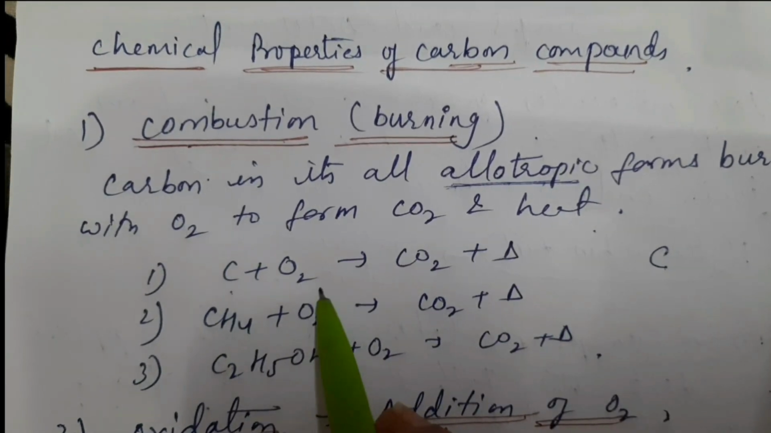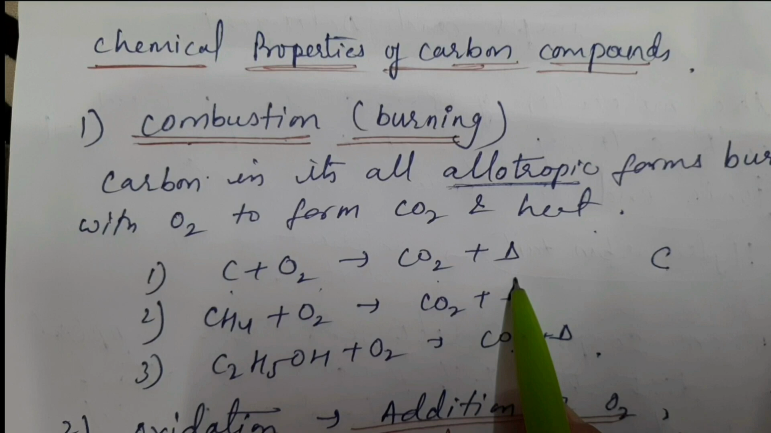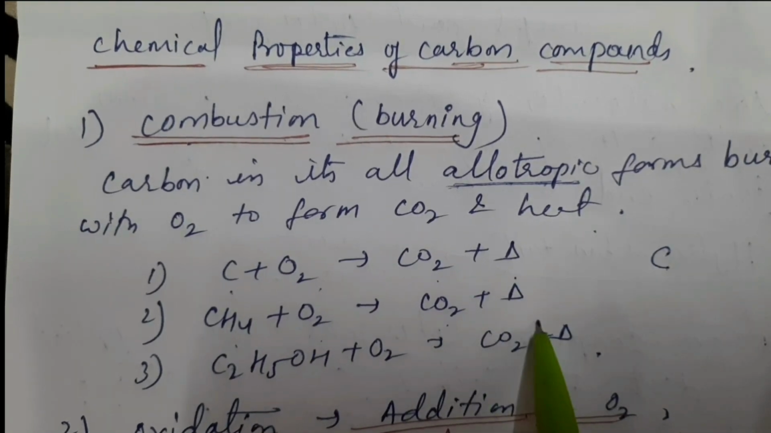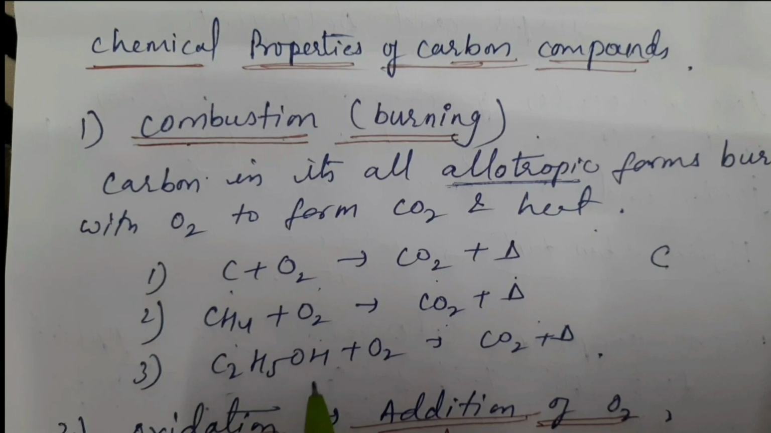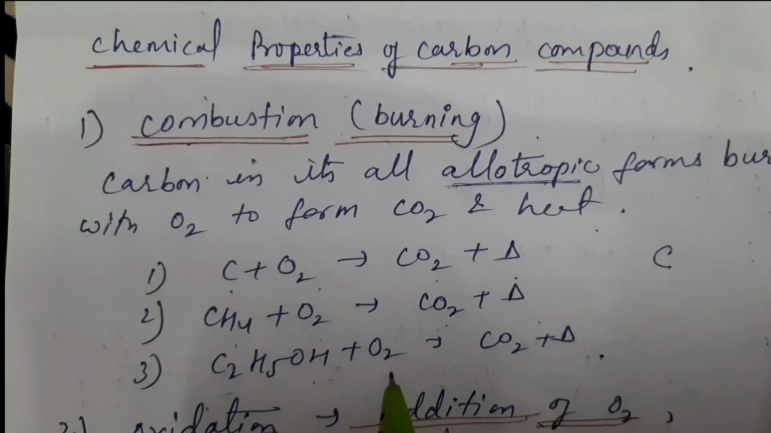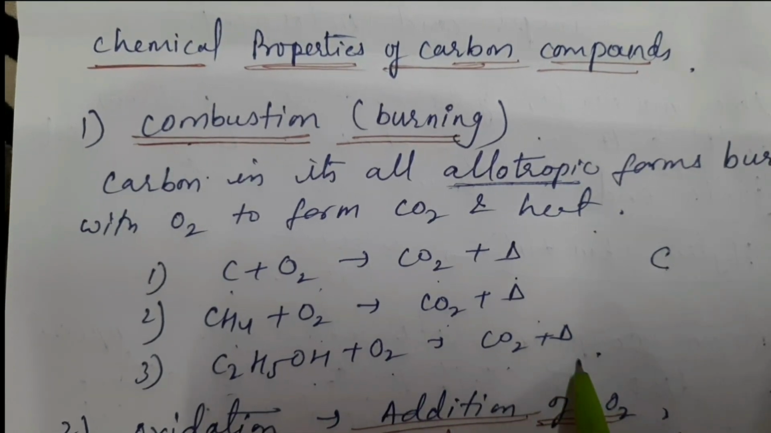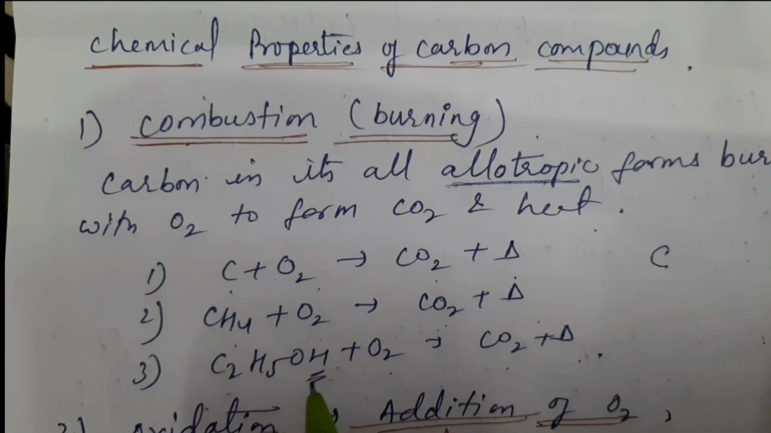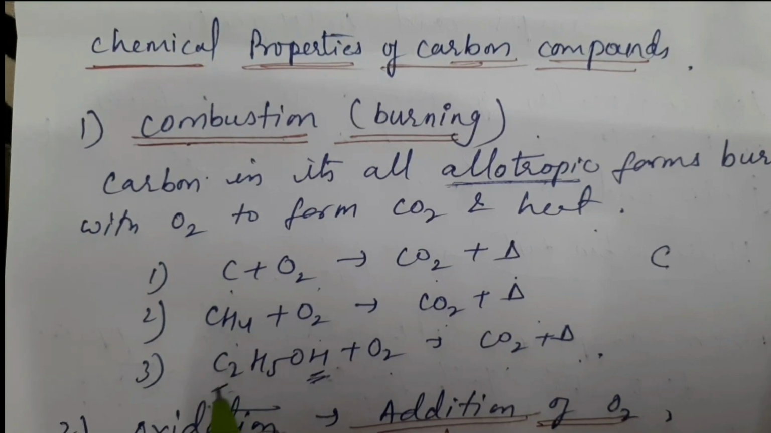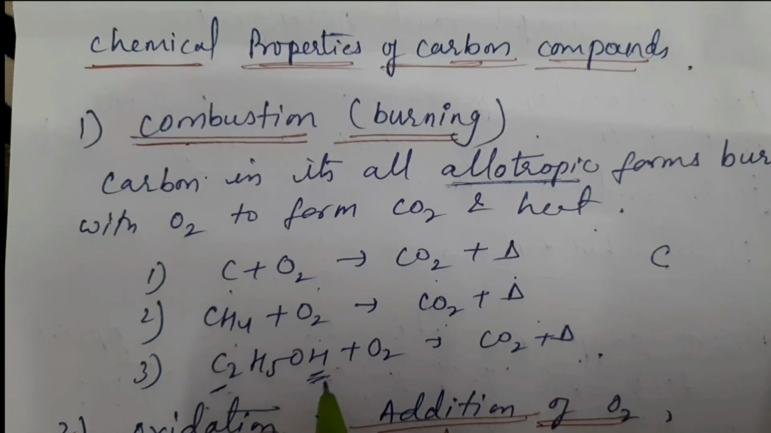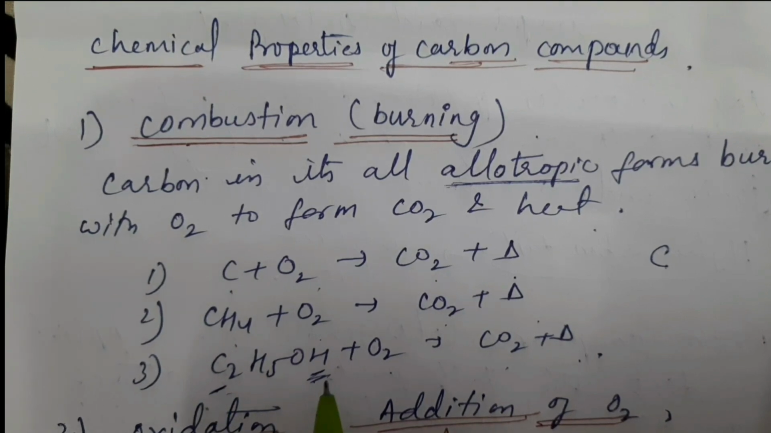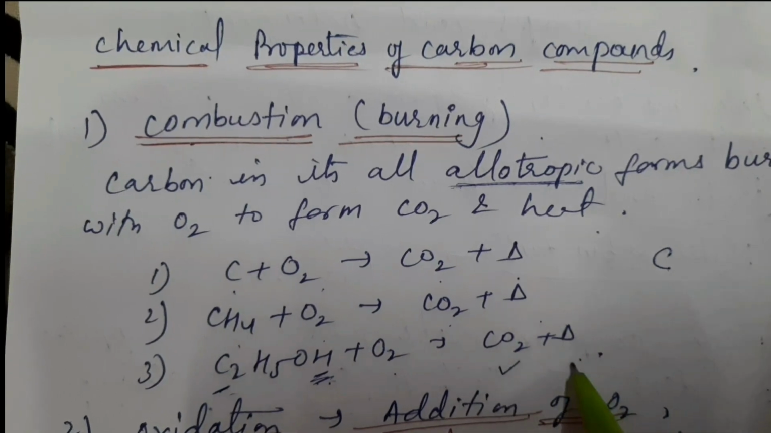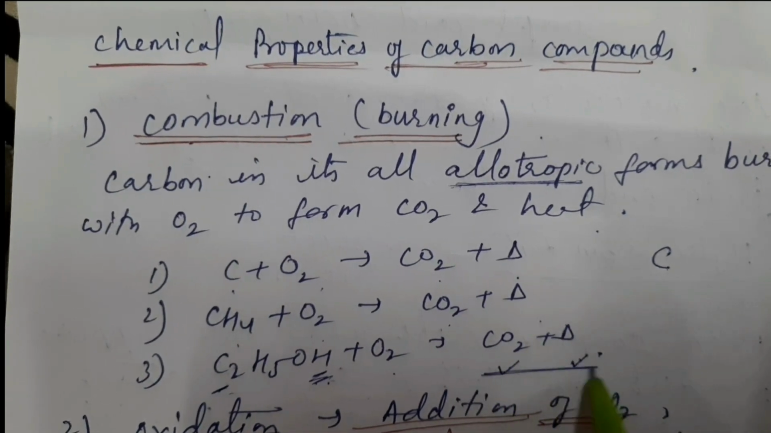So here carbon is burning with oxygen to form carbon dioxide and heat. In the same way, methane also burns to form carbon dioxide and heat. If it is ethanol, again it will react with oxygen to form carbon dioxide and heat. We already discussed all the functional groups. When OH is there, we call it alcohol. Two carbons are there, so it is ethanol, ol for alcohol. So any carbon compound, when it burns, forms carbon dioxide and water. With this you can remember.